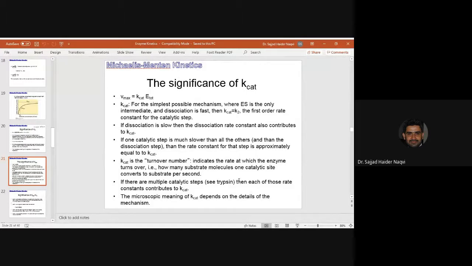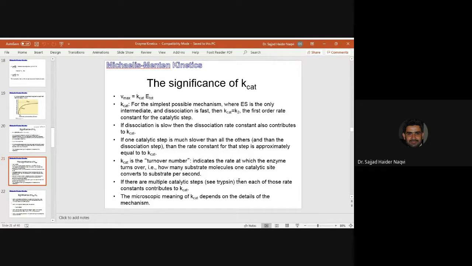So Kcat is actually defined as the turnover number, which I already explained yesterday. It indicates the rate at which the enzyme turns over, meaning converts the substrate into product. In other words, how many substrate molecules one catalytic site converts to product per second. That is what the turnover is, and Kcat is actually the turnover.